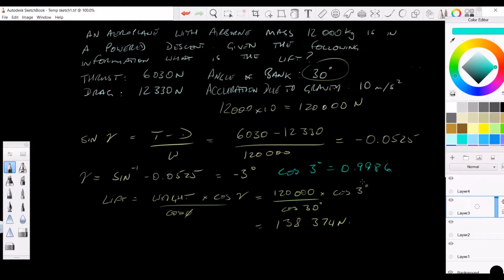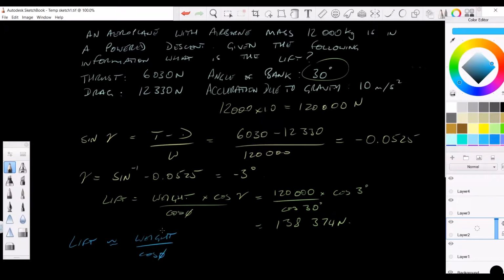Okay, just to show how close that is to 1. If I'm multiplying by that, the answer doesn't change very significantly. It's 0.15% is the error if I ignore that. So what I'm going to do at the bottom is ignore that. So what we're going to say is lift is approximately equal to weight divided by cos phi.